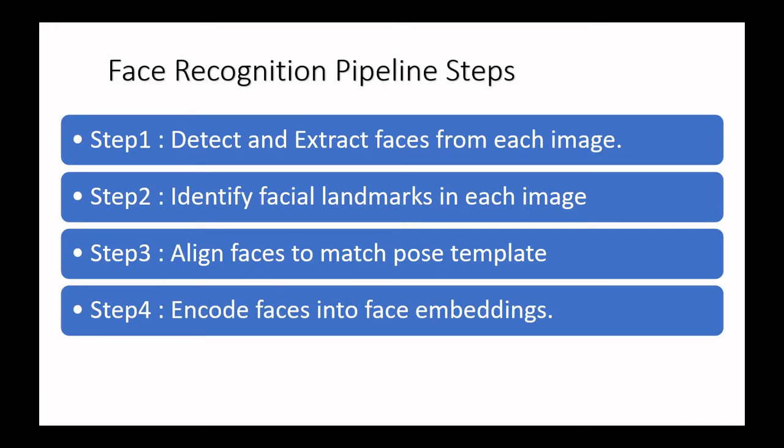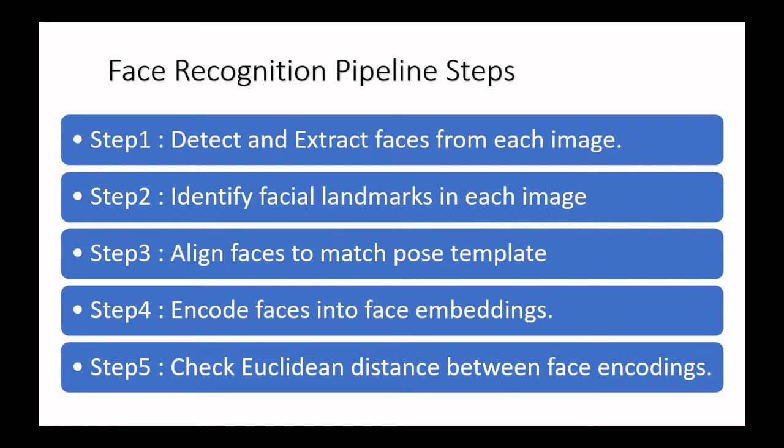The output image of step 3 is then passed to step 4, where the image is encoded into face embeddings. The last step is where verification or identification happens. In this step, we check the similarity or differences between the encodings of two faces using different measures, the simplest being Euclidean distance.